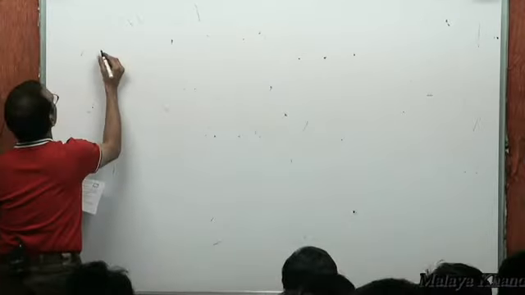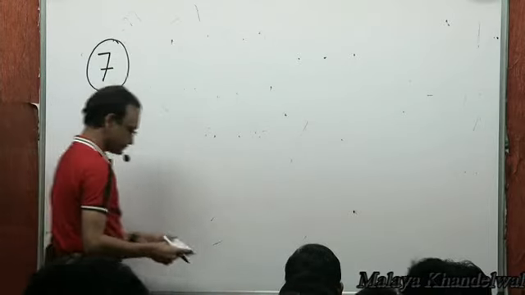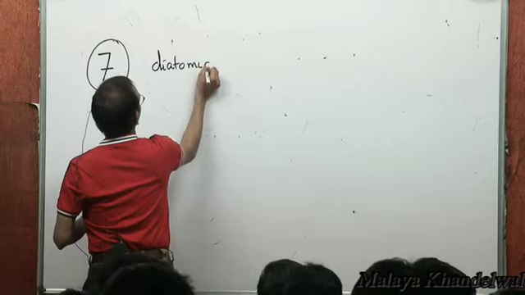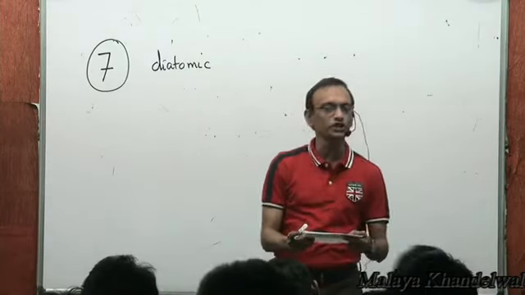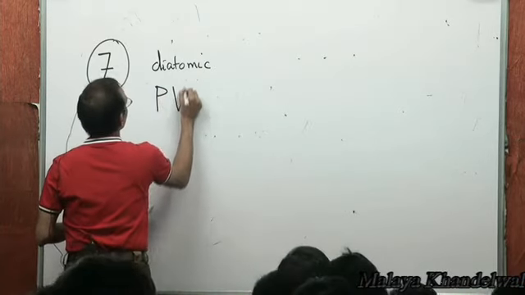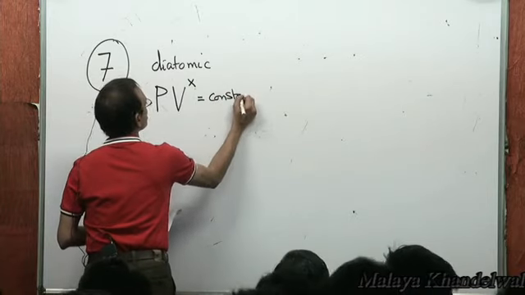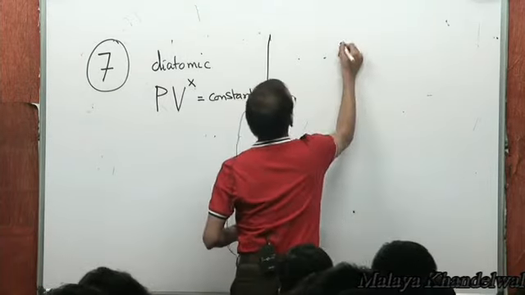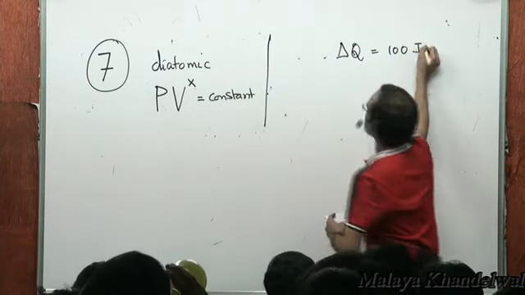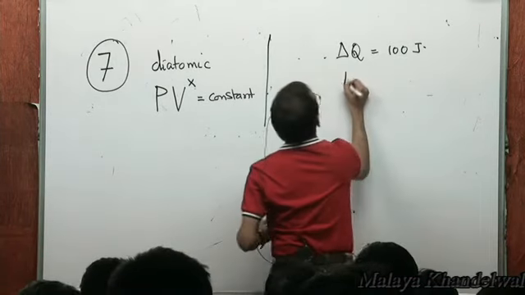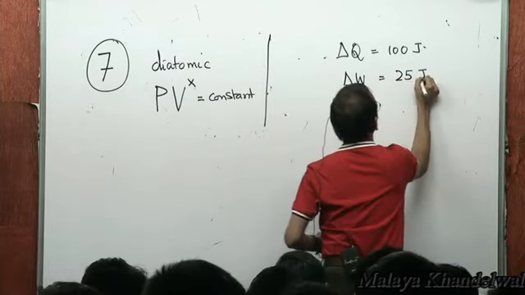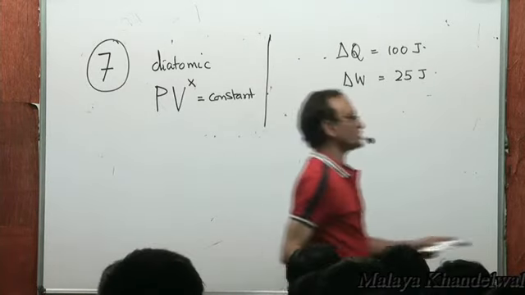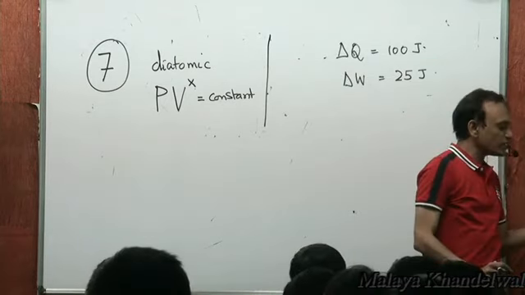Number 7. A certain amount of a diatomic gas undergoes a polytropic process. Assume that the polytropic process is PV to the power x equal to constant. In it, the gas absorbs 100 joules of heat and performs 25 joules of work. We want to obtain the equation of the process. That means we want to obtain the value of x. That's all that we want to do here, right?